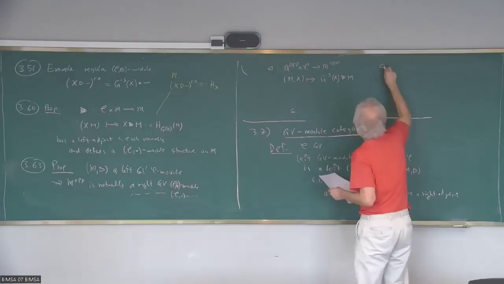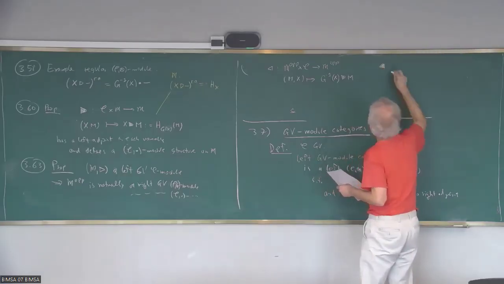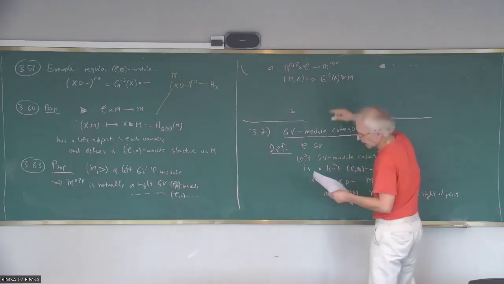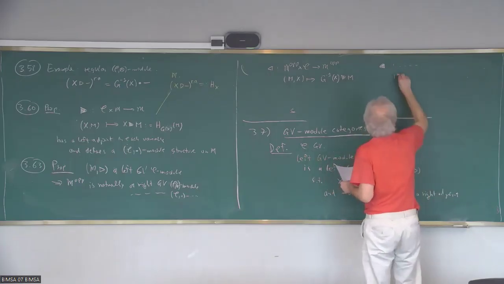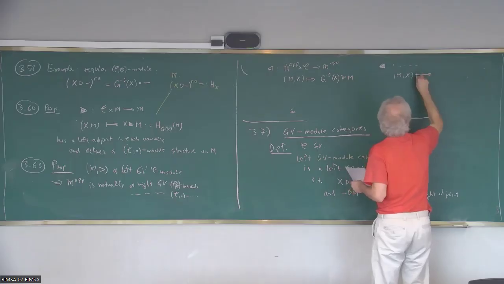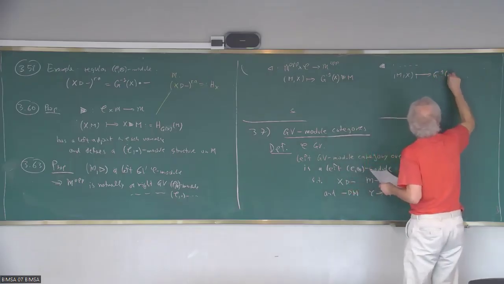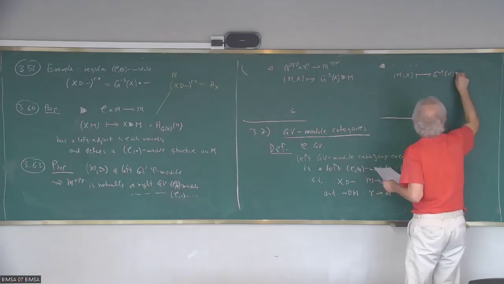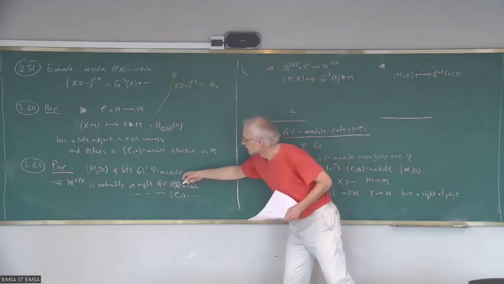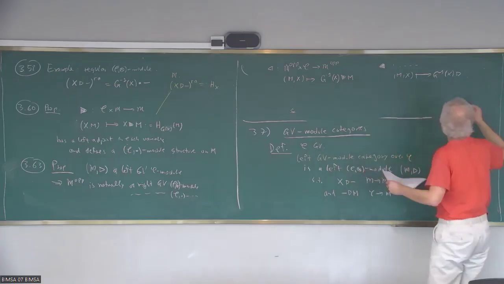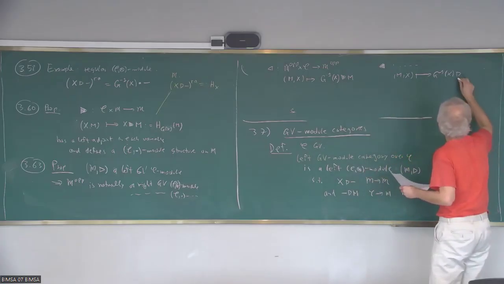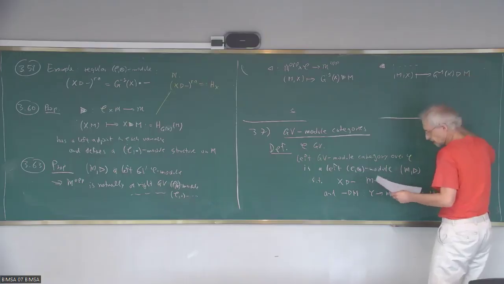And similarly, such an action, same type of functor, where we send M to G inverse of X acting with the tensor, with the direct tensor product, the direct action here on M.